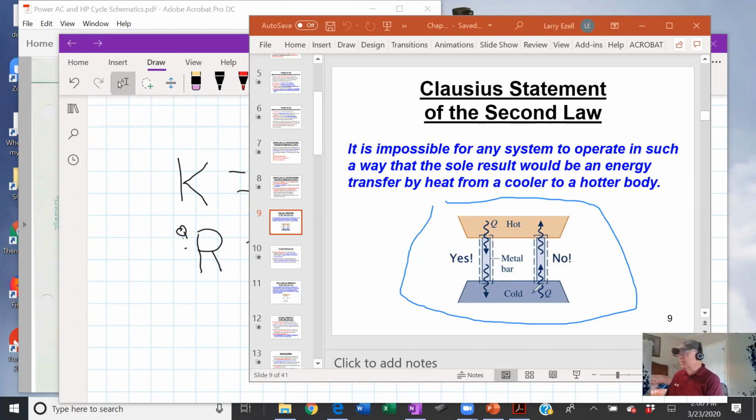Yes, sir. But what Clausius says you can't do is transfer heat from this cold body back up to the hot body. We do it with an air conditioning system, like I said, but there's a whole lot more stuff you have to add in, and you have to put a lot of energy in to get it done. Okay, Clausius statement of the second law.